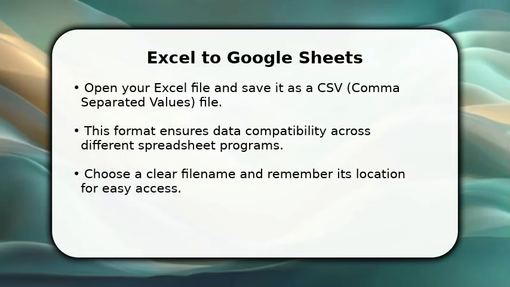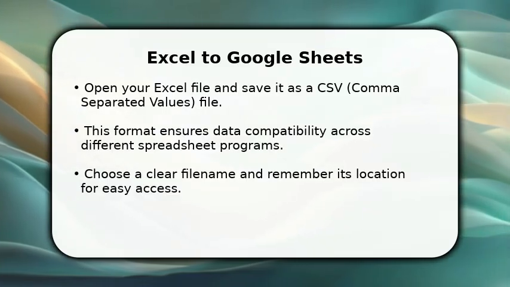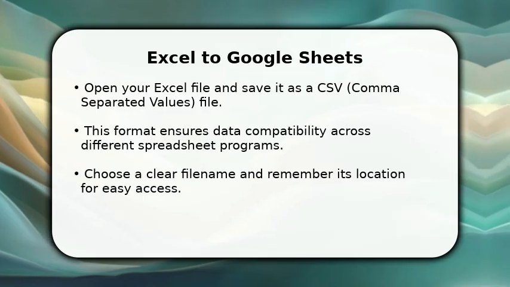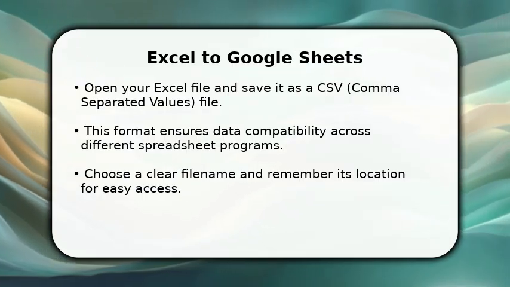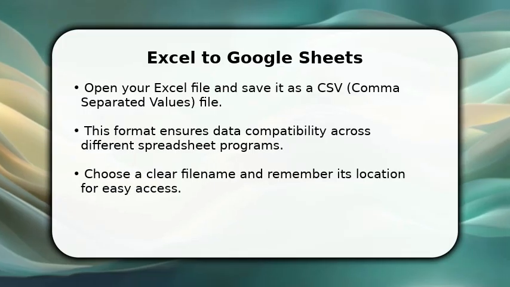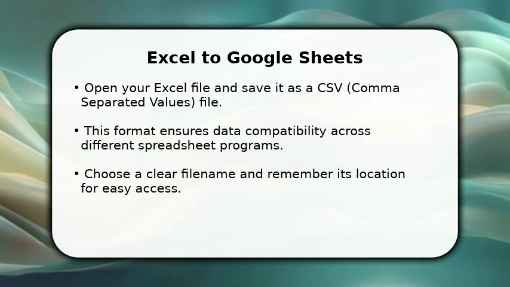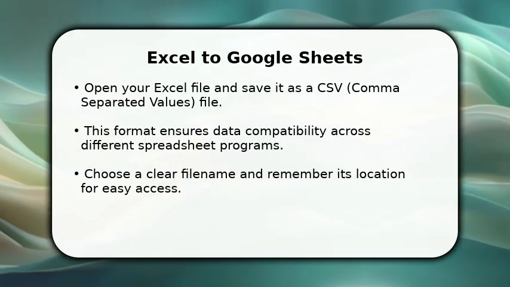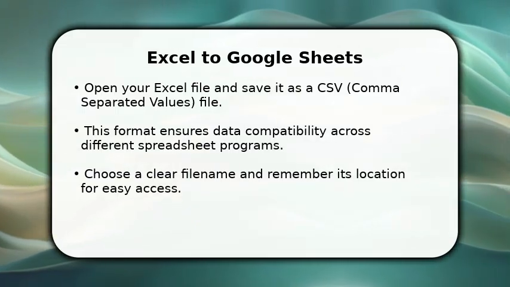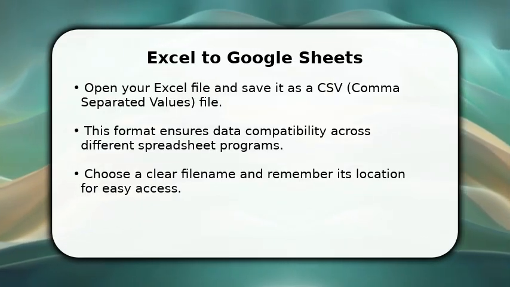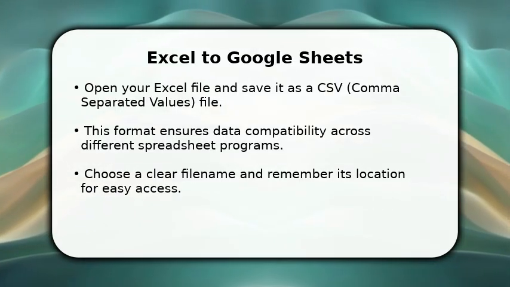In this video, I will explain how to easily transfer your Excel data to Google Sheets. First, open your Excel workbook. Navigate to File, then Save As, and select CSV, comma-separated values, from the drop-down menu. This crucial step converts your spreadsheet into a universally readable text file. Give it a memorable name and note where you save it on your computer. This simple preparation makes the next steps much smoother and quicker.